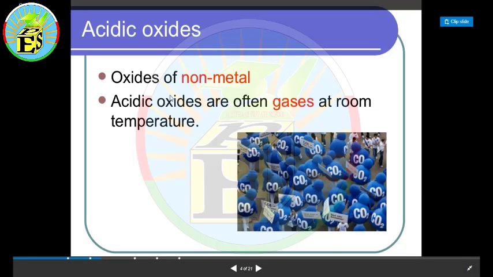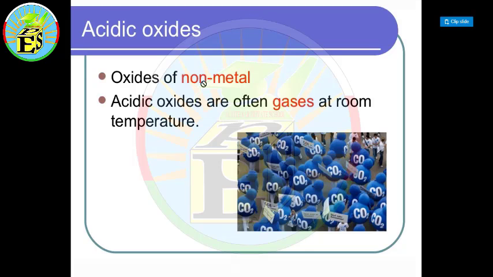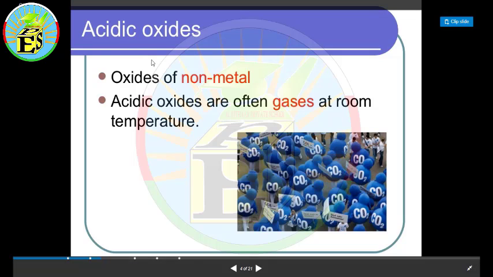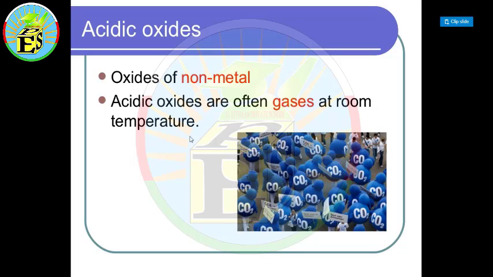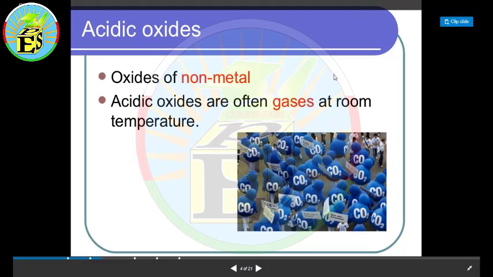Acidic oxides are oxides of non-metals. When a non-metal combines with oxygen, the oxide which is produced will be an acidic oxide. Acidic oxides are often gases at room temperature. Room temperature is 25 to 27 degrees, and at that temperature it will be in gas form. All acidic oxides are made up of non-metals. When a non-metal reacts with oxygen, they form acidic oxide.